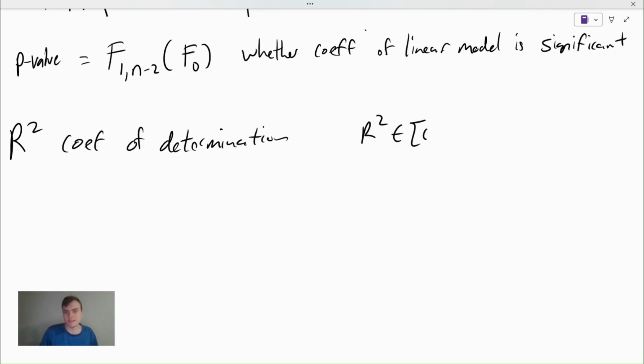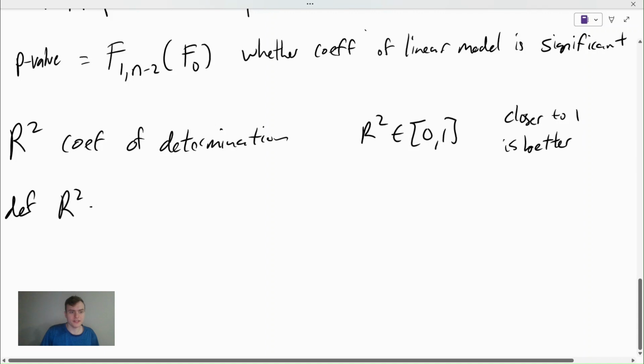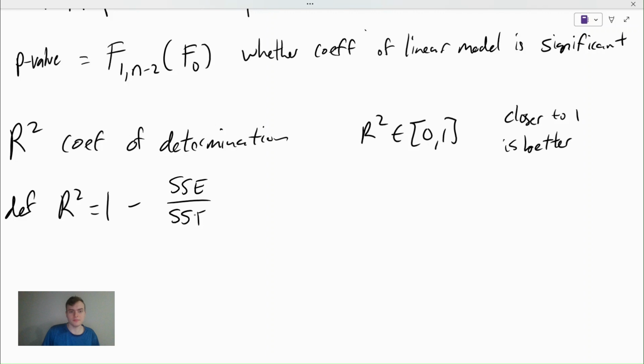R-squared is going to be between 0 and 1, and closer to 1 is better. That means the line is a closer fit to the data, right? So by definition, our R-squared is 1 minus SSE over SST, the sum of squares error divided by sum of squares total. So it's like we take the ratio of how much error there is relative to the magnitude of the data and then subtract that from 1.